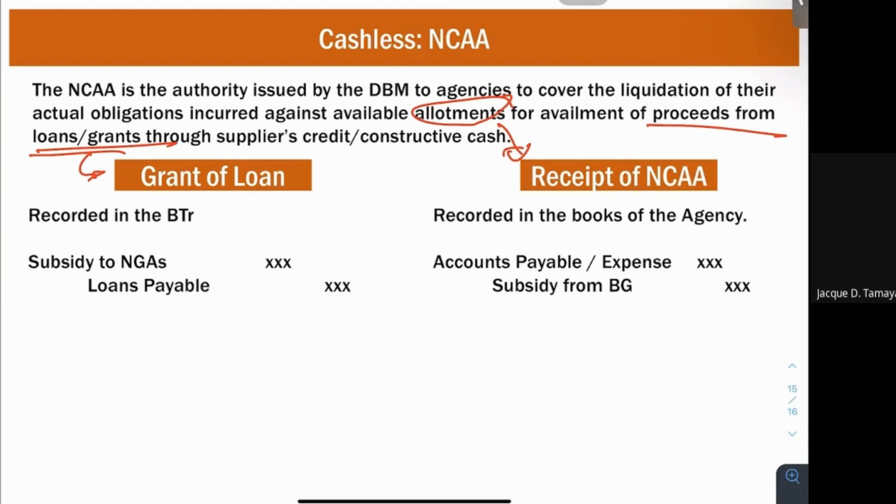So the grant of loan is recorded in the books of the Bureau of the Treasury. So we debit subsidy to national government agency and credit loans payable because we have a liability. And then whenever we now receive the NCAA, the agency will record accounts payable or expense, and then subsidy from national government. So this must be subsidy from national government. Okay, so that's how we record your cashless NCA.